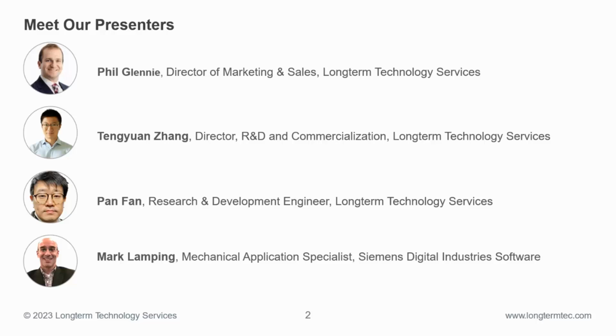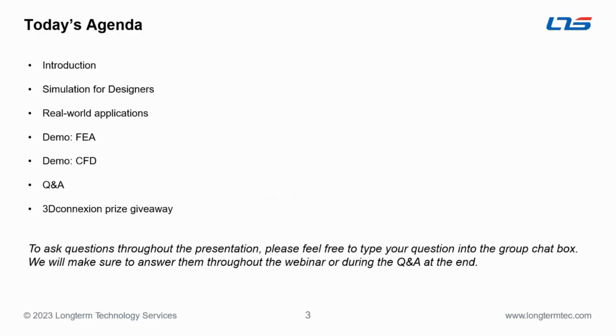Okay, a little bit about today's agenda. I'm going to start with a high-level introduction to the subject matter. Then we're going to get into today's subject, which is simulation for designers. Basically, this concept of shifting simulation activities more into the design stage of engineering and the benefits that can be had from doing that. From there, I will turn it over to my colleague with Siemens, Mark Lamping, to talk about some real-world applications and to demo some FEA capabilities. After that, we will turn it over to my colleague Pan to talk about some fluid flow analysis, and then we will have Q&A and a prize giveaway at the end.